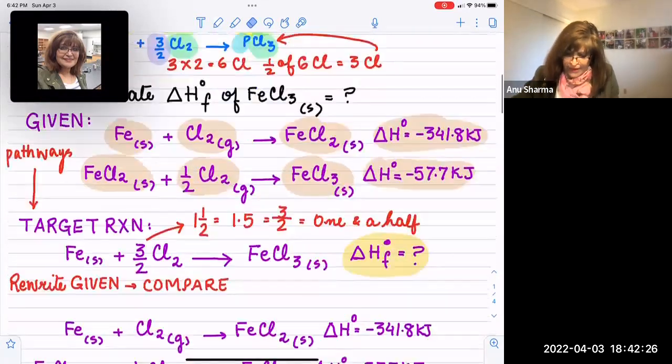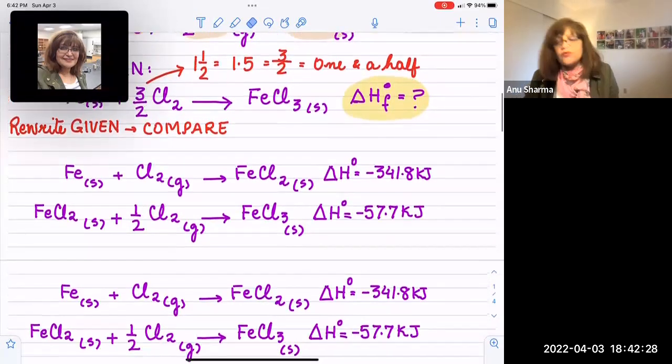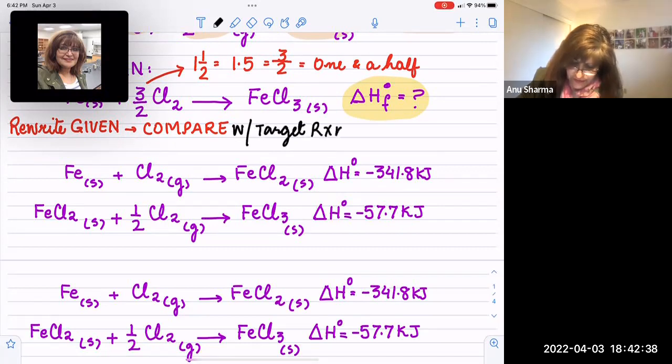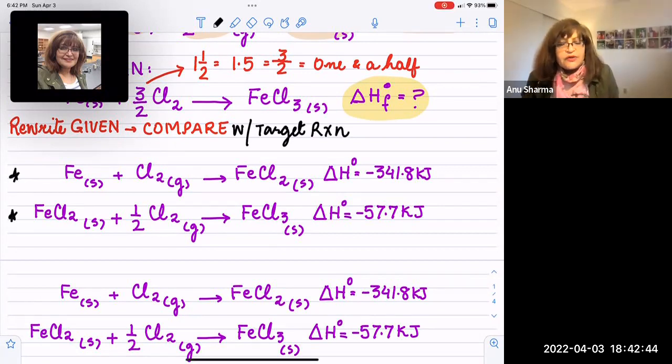Okay, now we are given, rewrite what is given and compare. Now compare with the target reaction. Whatever is given to you, you compare that with the target reaction. So I have rewritten here iron reacting with Cl2 giving you FeCl2. And FeCl2 reacts with half of chlorine to give you FeCl3 and the delta H value. So you compare them with the target.